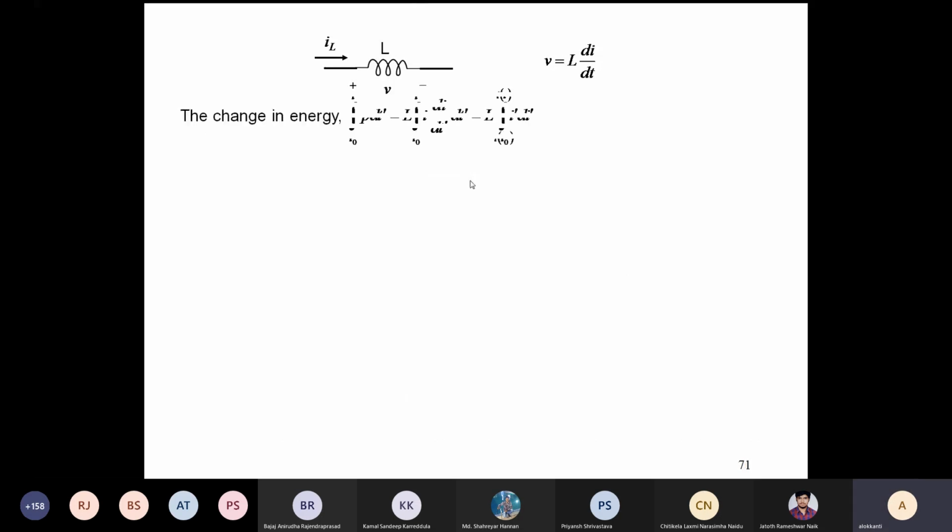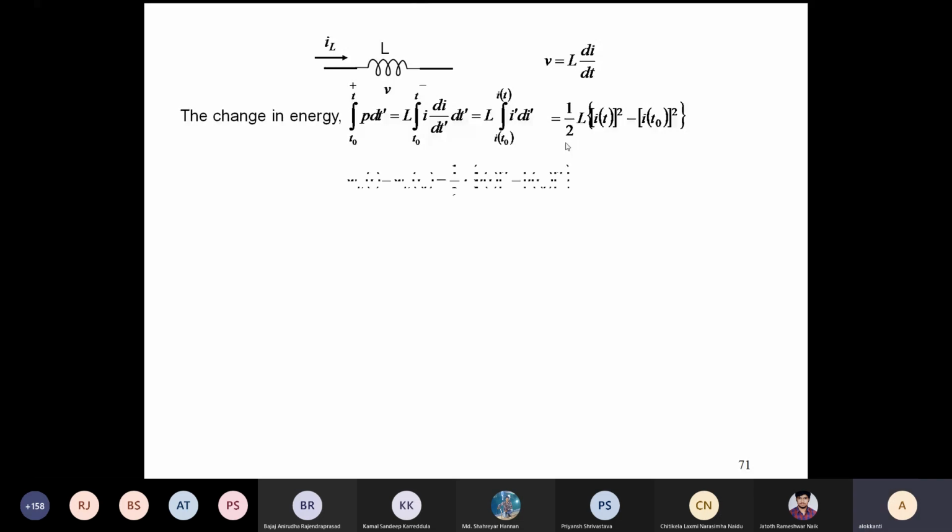So the change in energy, as we are doing this integration from t0 to t, all the integration on both sides should be done from t0 to t. And you see here P dt will give on the right hand side L i (di/dt) dt. So the dt will cancel out and you are left with L integration of i di, which you all know how to do. So it is half i square, and putting the upper limit and the lower limit, you get half L [i(t) square minus i(t0) square].